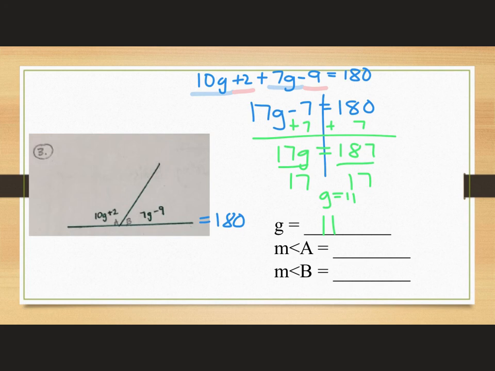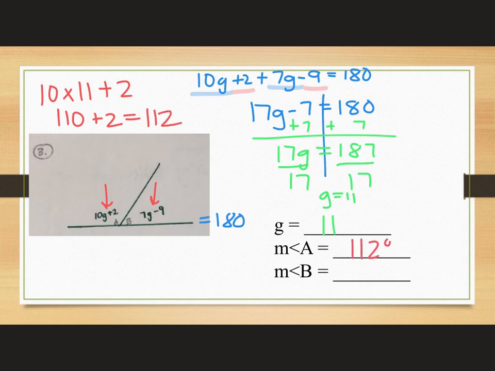So now we're going to take that and plug it into our G's here. So for angle A, we're going to do 10 times 11 plus 2. 10 times 11 is going to give us 110 plus 2, and that will give us our final answer of 112. So angle A is 112 degrees.